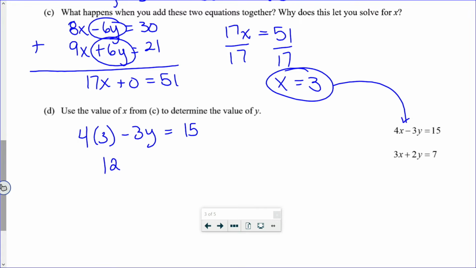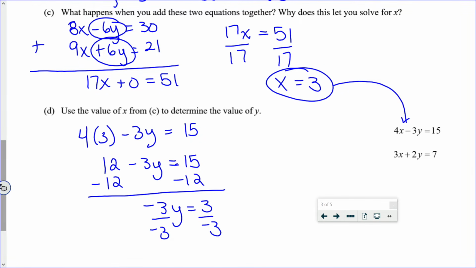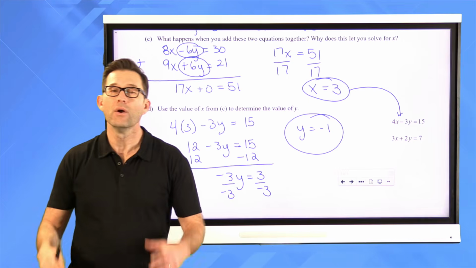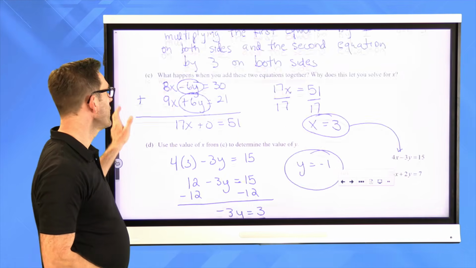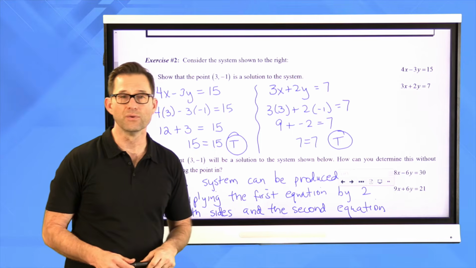4 times 3 is 12. Minus 3 times y is 15. Subtract 12 from both sides. Don't lose that negative off the y. Negative 3y is equal to 3. Divide both sides by negative 3. 3 divided by negative 3 is negative 1. And again, we knew that up front. I told you right up front, show that the point 3 comma negative 1 was a solution to the system.